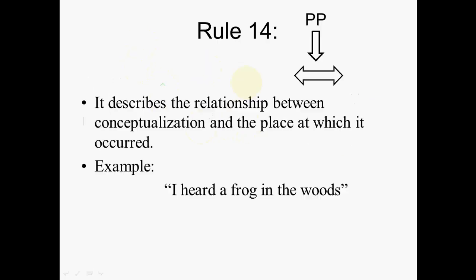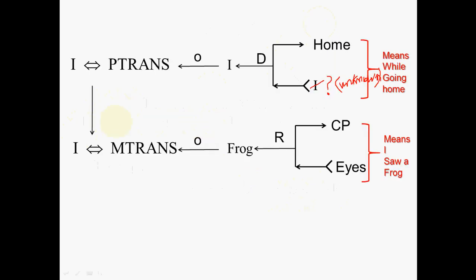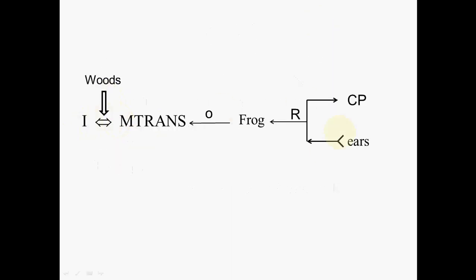Now, whatever I have shown you is only the conceptualization. Rule 14 describes the place at which it has occurred, and that is described using this arrow and place. So in the woods: the place where this happened is woods. So these are the 14 rules which are used in conceptual dependency. Using the combination of these rules, you can form more such sentences, and believe me, the sentences will be very powerful.